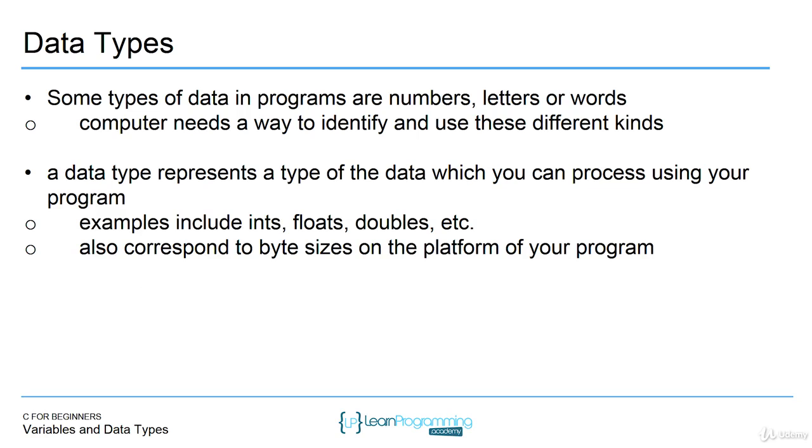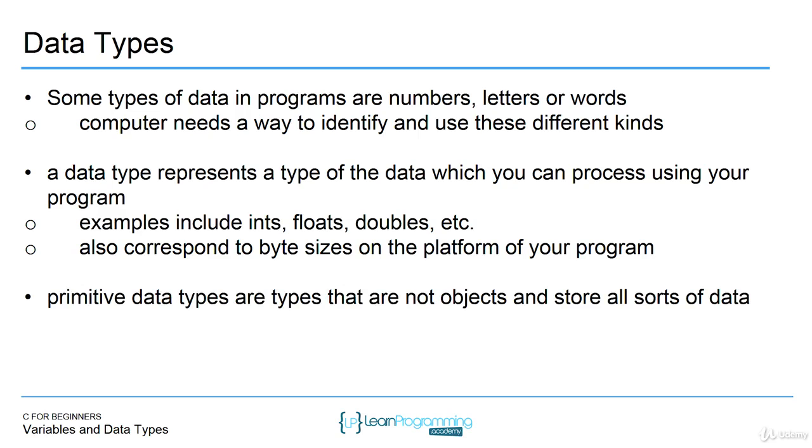The program needs to know, do I need to allocate 8 bytes, 4 bytes, 6 bytes? And it all depends on the data that's being stored. And the way that the program knows how to do that is you specify a data type. There's also this idea, or maybe you've heard of this term, called primitive data types. These are types that are not objects and they store all sorts of data. In C, all we have is primitive data types because we have no objects. So everything is a primitive data type in C.